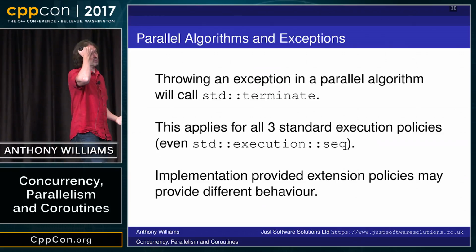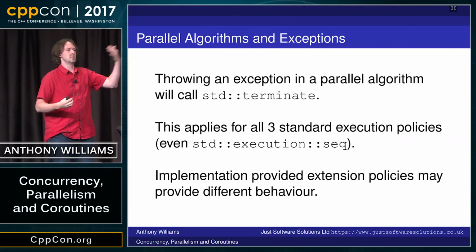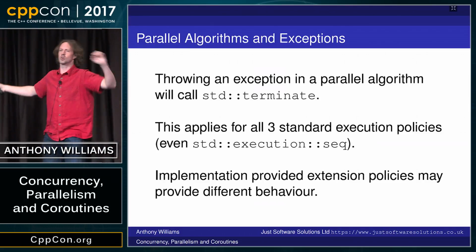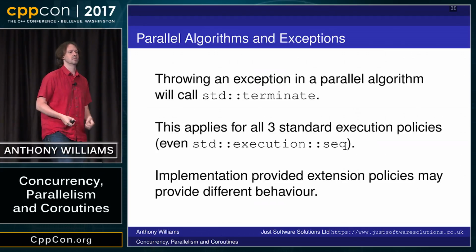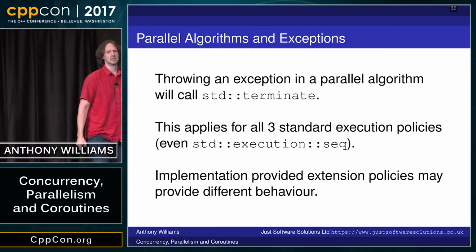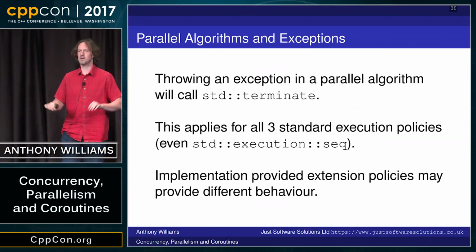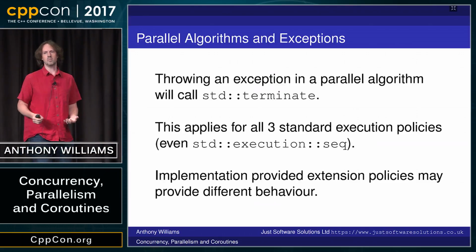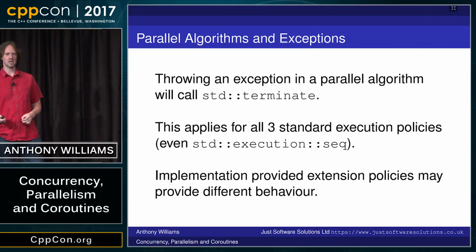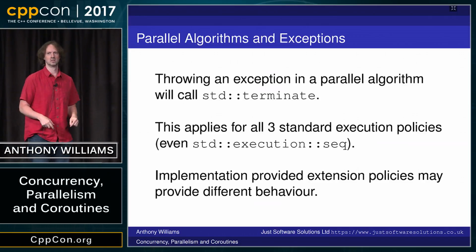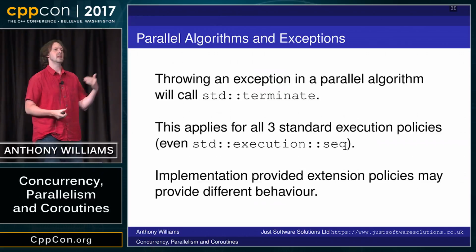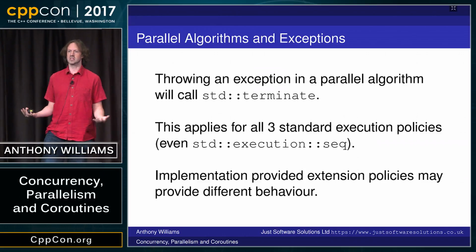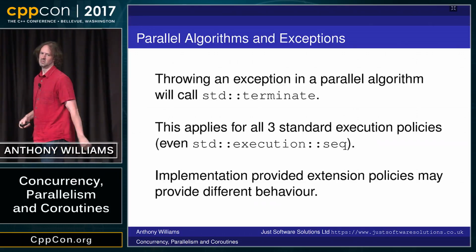So the original proposal before C++17 had a sort of aggregate exception list of all the exceptions that got thrown, all gathered together. And the committee decided, no, we don't like that. If you're going to make this parallel, don't throw exceptions. So if you throw an exception from a parallel algorithm, even if you choose the sequential policy, it will terminate. Obviously, if the implementation provides an additional policy, it's up to them, because it's only the standard policies that force this.